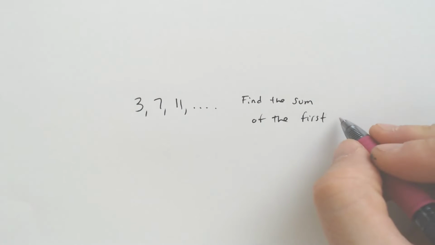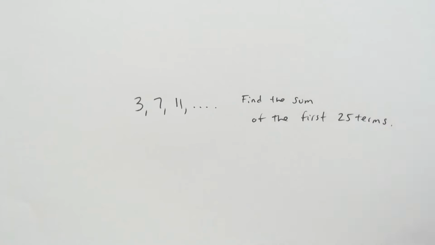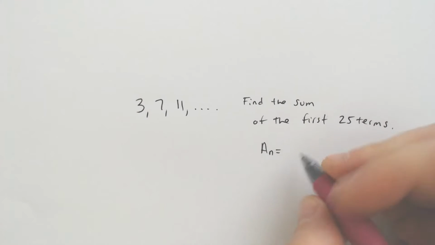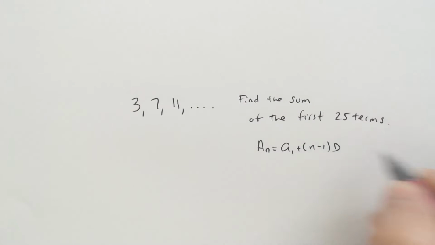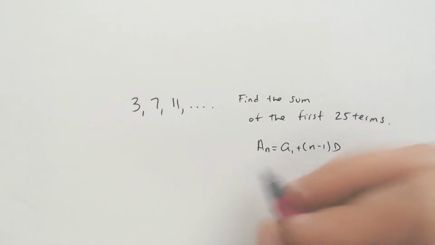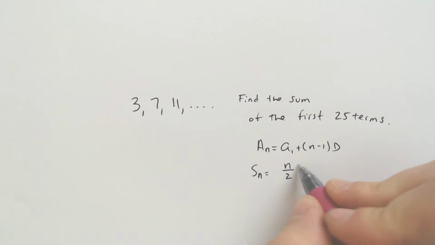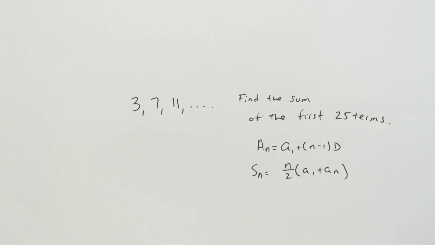But if I said find the sum of the first 25 terms, that would take quite a bit of time, especially if I said like 125. All right? So in order to do this, I will need to utilize first my a sub n formula, a1 plus n minus 1 times d, and get the 25th term. And then after I find the 25th term, then I can use my sum formula, which is n over 2 times a1 plus an. All right, so it's a two-parter. You got to use the first one and then use the second one.